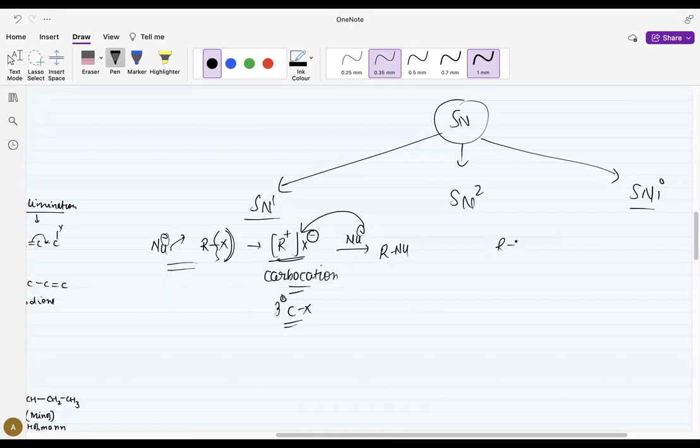In SN2, you all know, the nucleophile should come and attack from the back side, at the sigma anti-bonding orbital, and the leaving group will leave. So the nucleophile and R bond will be made, and in SN2 mechanism we always have inversion.